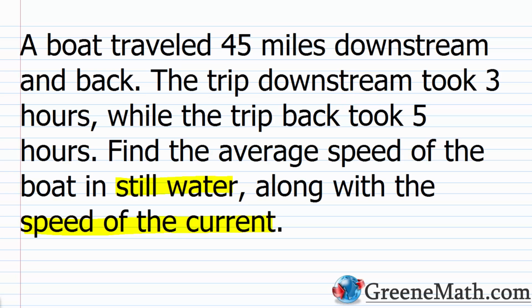Now, in order to answer these two questions, we want to think a little bit about what's going on here. So the boat traveled 45 miles downstream and back. Downstream means you're going with the current. If you're going with the current, you're going to go faster. Just think about taking like an inflatable raft and just putting it in the water and going with the current. Even though you don't have a motor or some kind of propeller to move you, you're being moved by the current. So the current has a general speed that it's going to push you at.